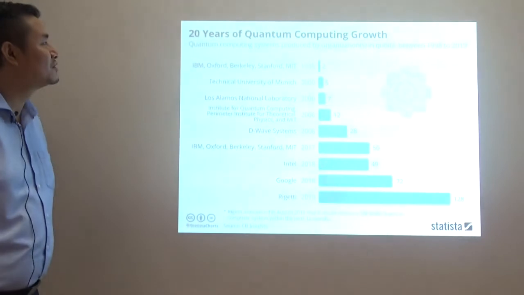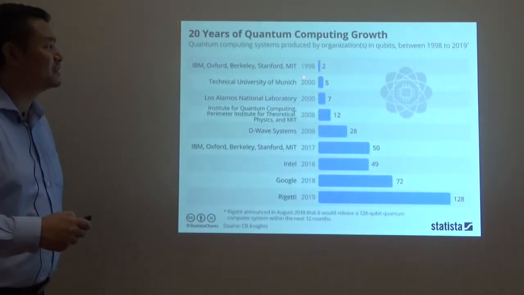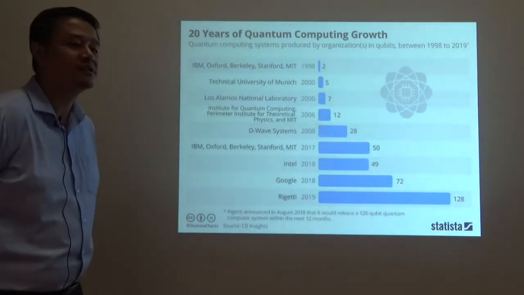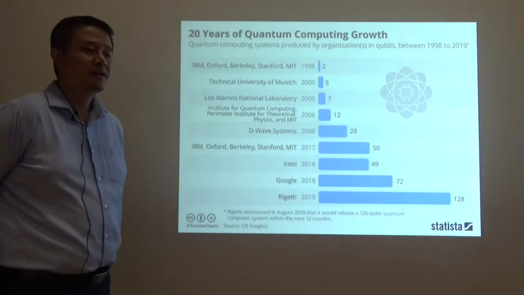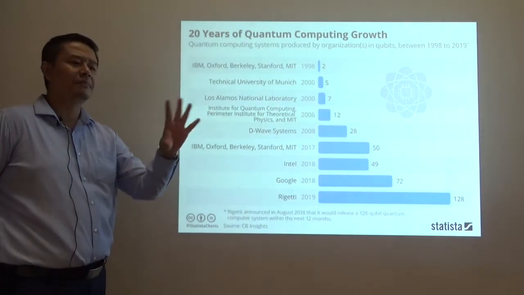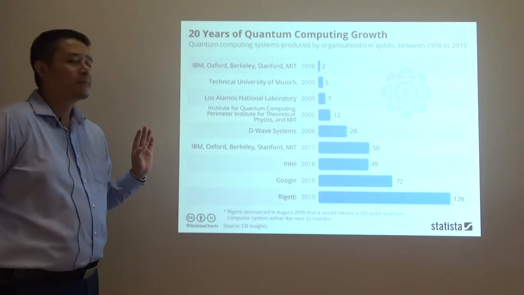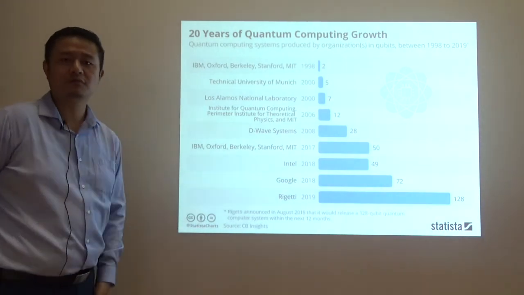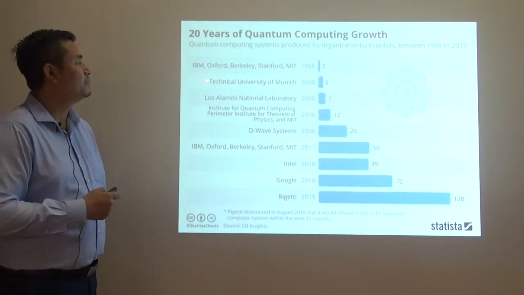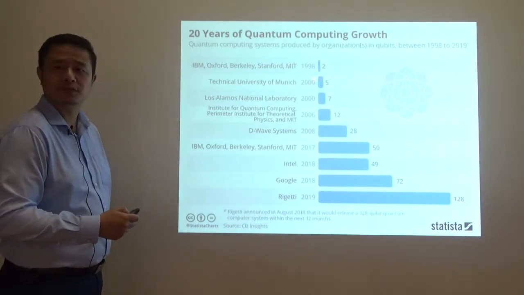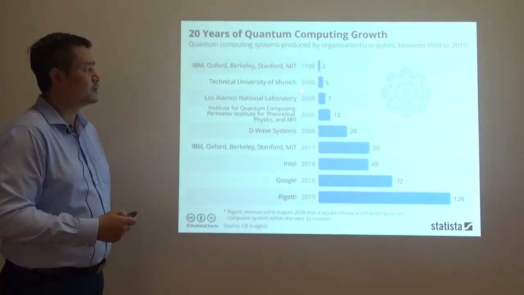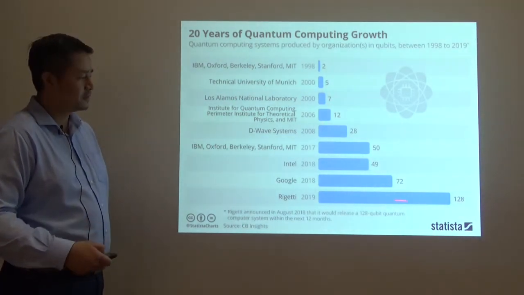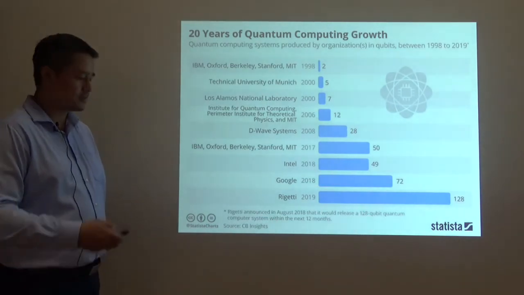And 20 years of quantum computing growth. The first of its kind was built in 1998. By the way, when we hear about computers, as we have seen in the previous slide, we think about the PC, the desktop, the cabinet, keyboard, monitor and all. But whenever we talk about a quantum computer, we are talking mainly about the processor. IBM, Oxford, Berkeley in 1998, a 2-bit quantum computer. In 2000, Technical University of Munich, 5 bits and then 7 bits, 12 and so on. 2019, 128 bits.